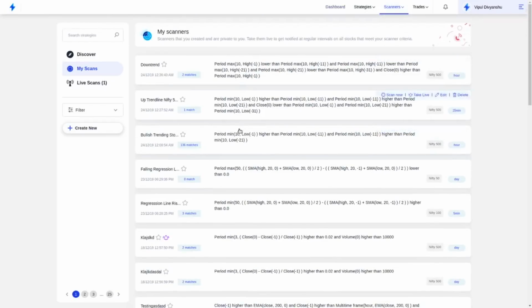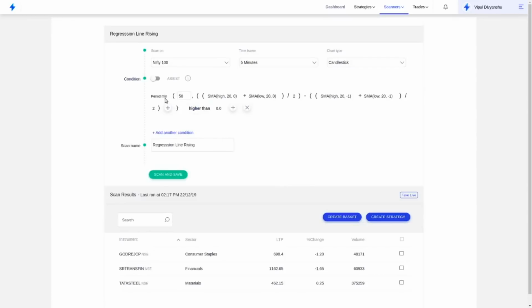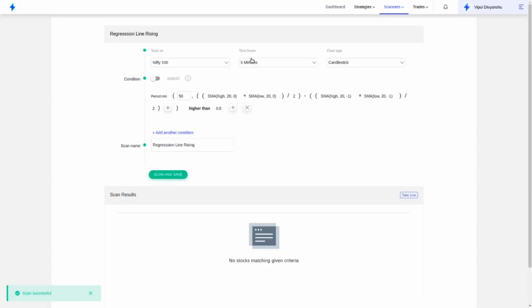Okay, so for the sake of time, I have already created a rising regression scanner here. Let me just open that. So all we do is we calculate the lowest value of the last 50 candles of the moving average of high and low, to identify what is the lowest value that this average had, and then I subtract it from the high and low of the previous one to identify whether, with the latest value, it is rising in nature. Okay, so if I do the scan, we didn't find anything.